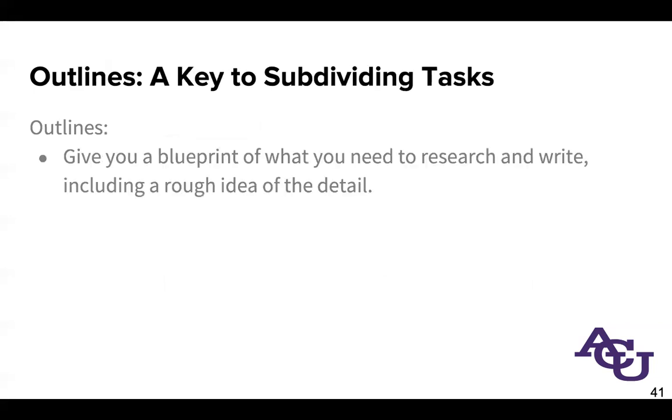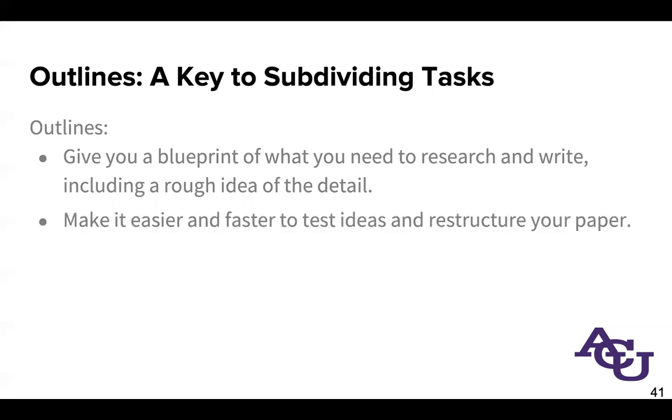A little bit more about outlines. So a good outline gives you a blueprint of what you need to research and write, including a rough idea of the level of detail that you need to do this in. They make it easier and faster to test ideas, and also to restructure your paper. And so this is very important if you're trying to get faculty feedback. It's a lot faster to give feedback on an outline. And if there are things that involve reorganizing, it's easier to move things around in the outline versus having to move around pages and paragraphs in your paper and rewrite large sections of them. So that blueprint gives you a kind of bird's eye view of how things are organized, and you can look for a way to logically organize them and make things more clear.